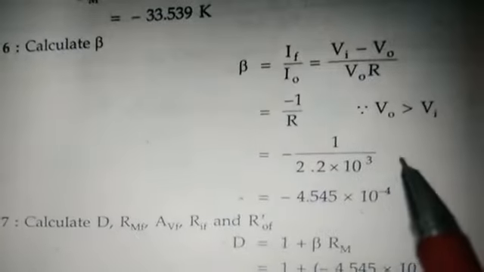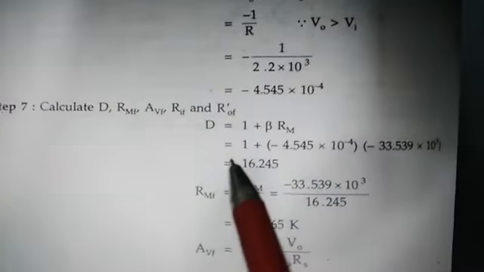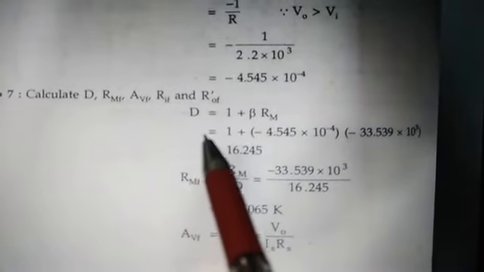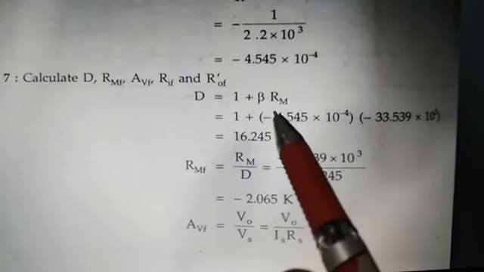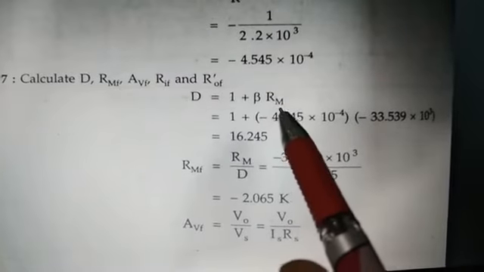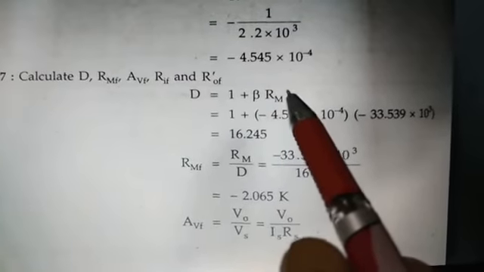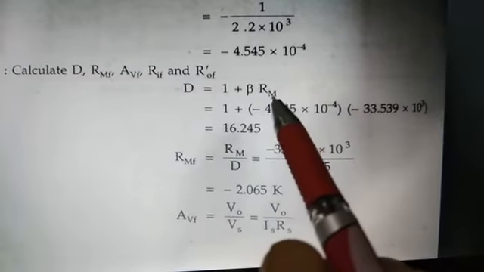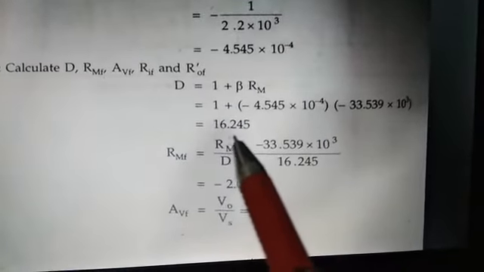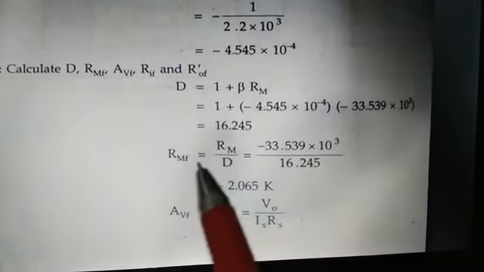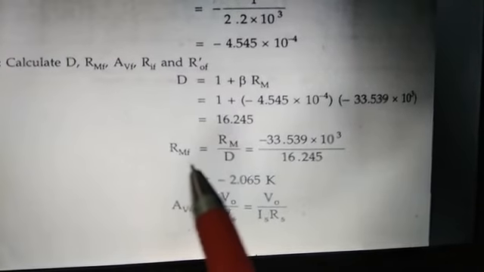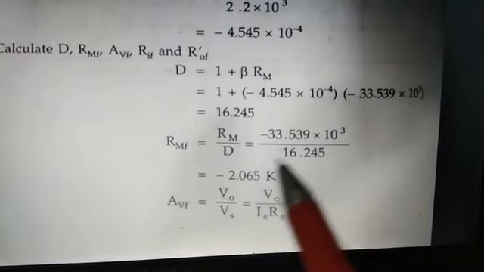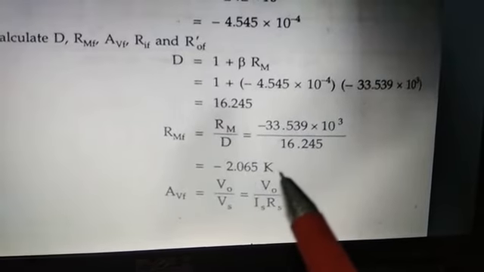So dear friends, you got these two values, beta factor and RM. Now you calculate the value of D. It is called the return difference. In general we can write D is equal to 1 plus A into beta. Since it is voltage shunt feedback, in place of A, RM should be written. Put the values, calculate the D factor, this is 16.2445. Calculate the closed loop transfer resistance, that is RMF with feedback, RM by D. Put the values, you will get minus 2.065 kilo ohm.